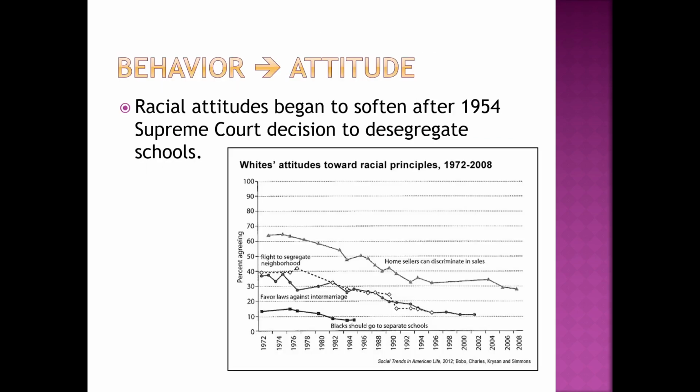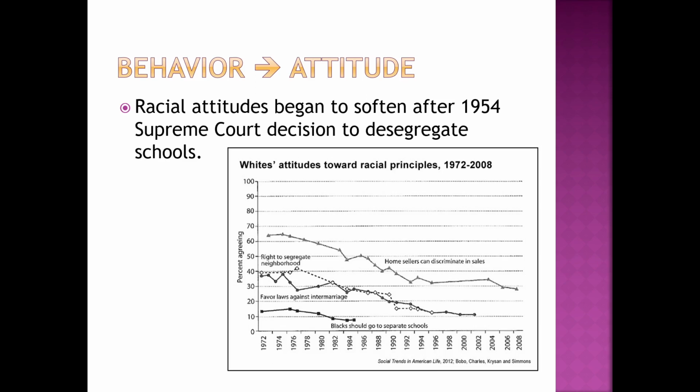Interestingly, behavior oftentimes leads to attitude change. Here's a graph that I pulled off of the internet that shows racial attitudes began to soften after the 1954 Supreme Court decision that desegregated schools. So here we are, basically 20 years later, the questioning starts. And you see every racist attitude declined over the course of 1972 to 2008.